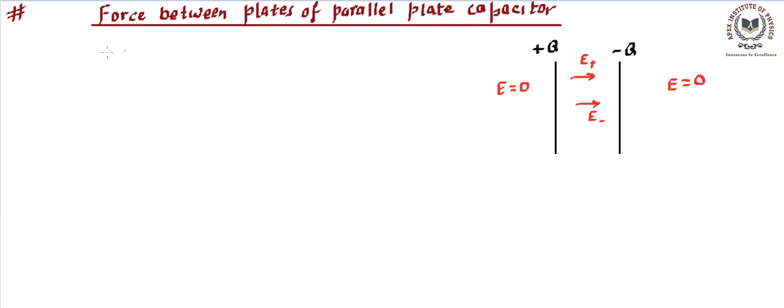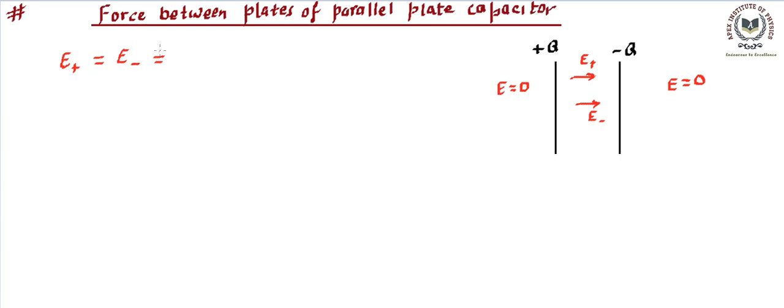Field because of one plate, let's say E plus, will have the same magnitude as the field because of the negative plate, because they have the same charge, and we know the field because of a plane sheet depends only on the charge density, that means sigma, that means charge and area. We are considering them to be large plates and uniform.